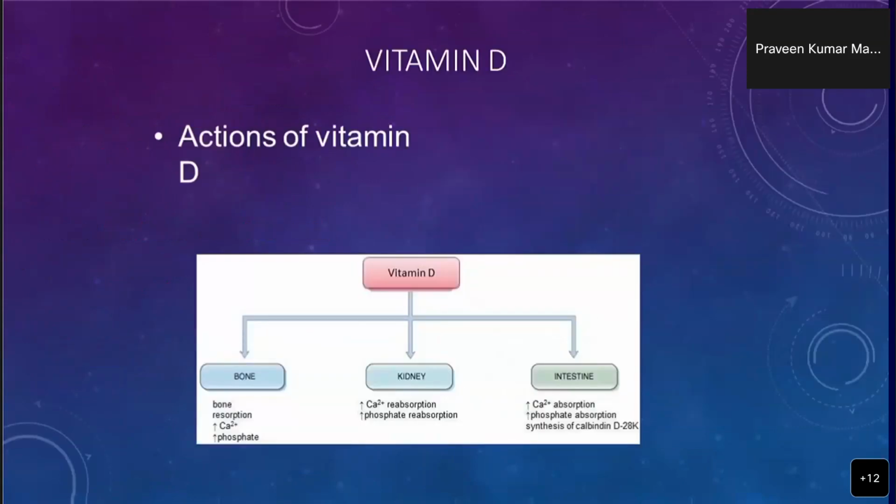The action of vitamin D. In the bone, it promotes bone resorption and increases calcium and phosphate. In the kidney, it increases calcium reabsorption and phosphate reabsorption. In the intestine, it also increases calcium and phosphate absorption and the synthesis of calcium-binding protein.